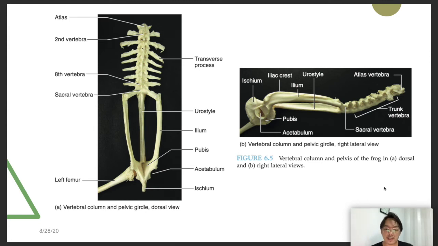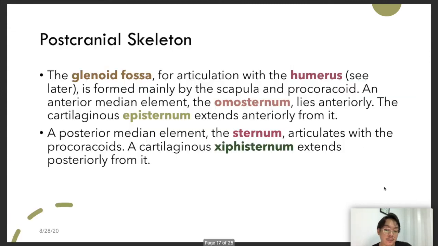Okay, the glenoid fossa for articulation with the humerus is formed mainly by the scapula and the coracoid. An anterior median element, the omosternum, is lying anteriorly. The cartilaginous episternum extends anteriorly from it. And a posterior median element, the sternum, which is found below, articulates with the procoracoids, attaching to the procoracoids, and the cartilaginous episternum extends posteriorly from it.